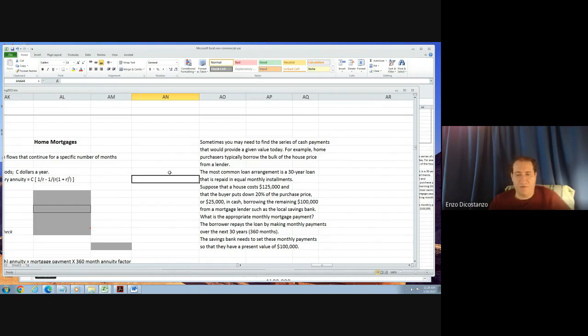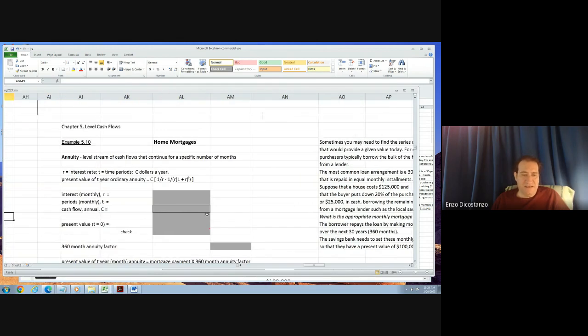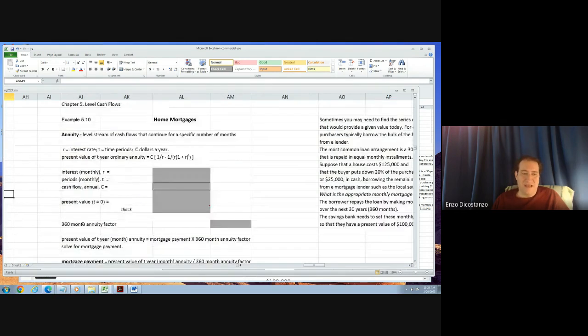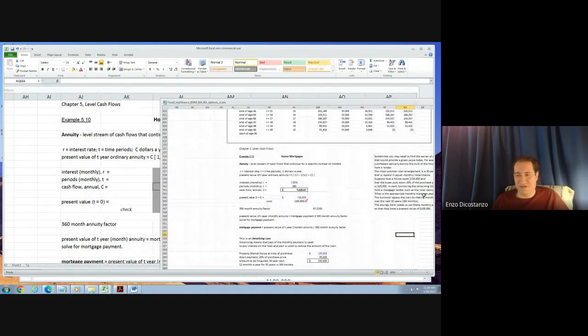It says, what's the appropriate monthly mortgage payment? The borrower pays the loan by making monthly payments over the next 30 years. The savings bank needs to set these monthly payments so they have a present value of 100,000. The reason I didn't make the whole table is because 30 years is fine, but it's 30 years of monthly payments, so it's a 360 month factor. It's not just 30 years.